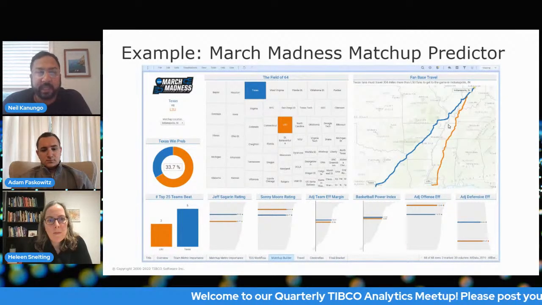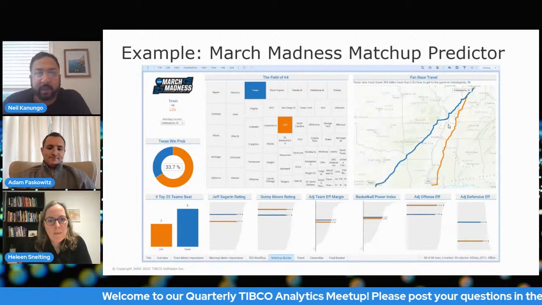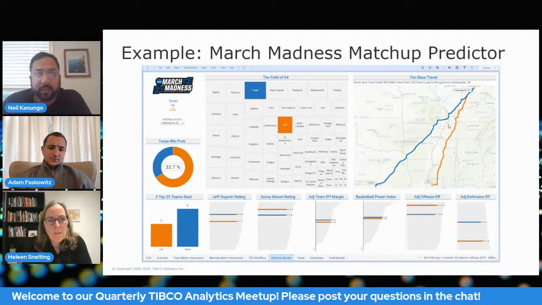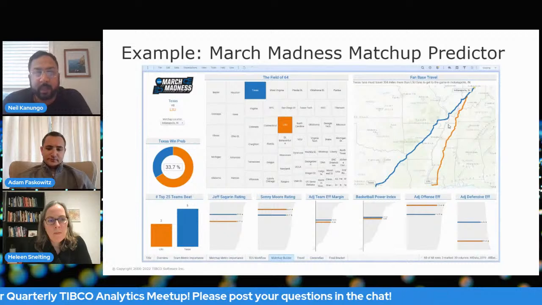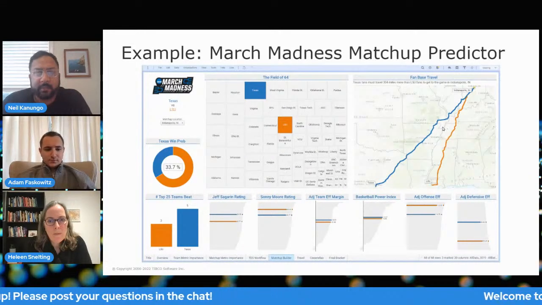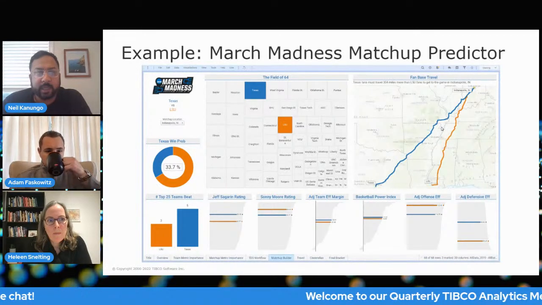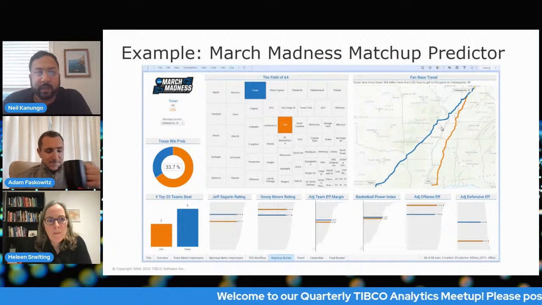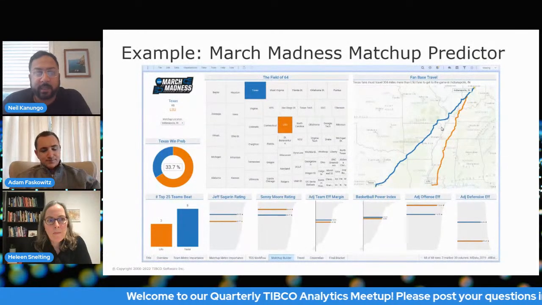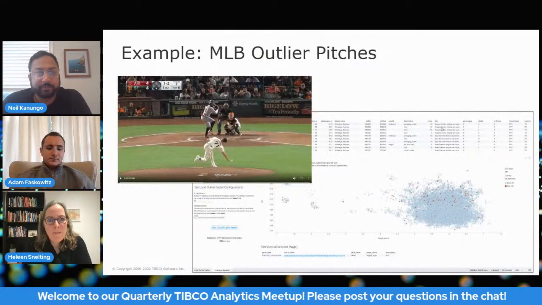So you have a sense of how many fans are going to be there, if it's going to be more of a home or away situation for each team. So this has placed us in the top, I believe, 98th percentile of ESPN brackets each year. So it's been a lot of fun doing that. And that's also available in the demo gallery.